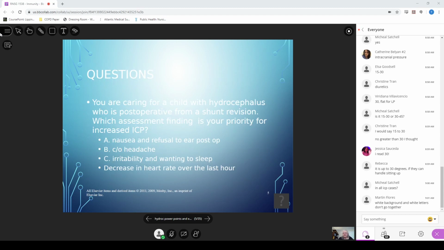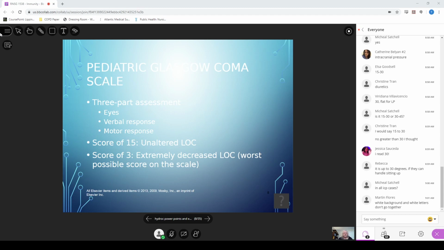And this is bouncing around again on us. I wanted to kind of get down to our hydrocephalus part.